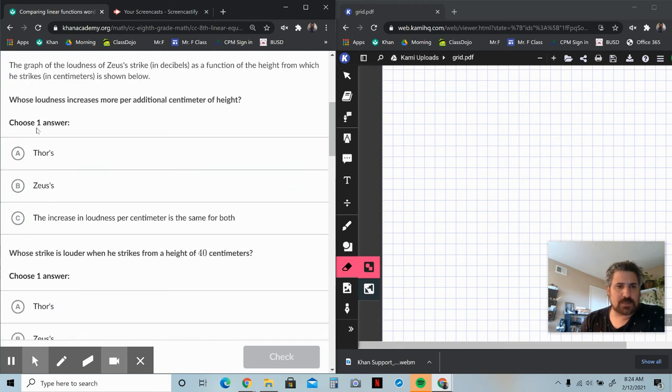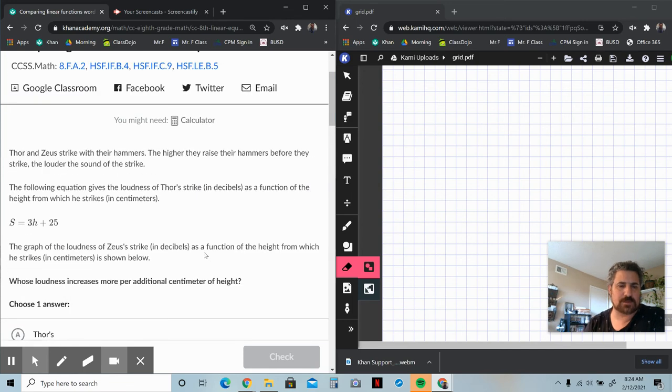All right, so it says whose loudness increases more per additional centimeter of height? And whose strike is louder when he strikes from a height of 40 centimeters? So, all right, let's investigate this one.